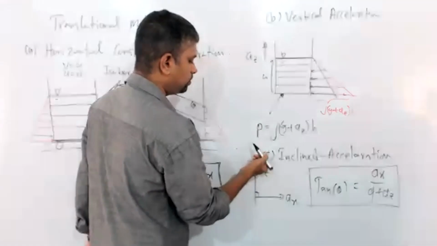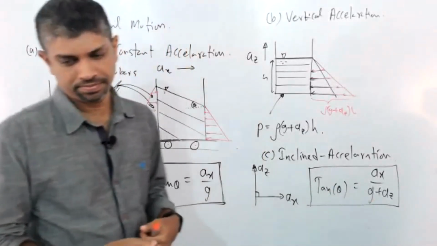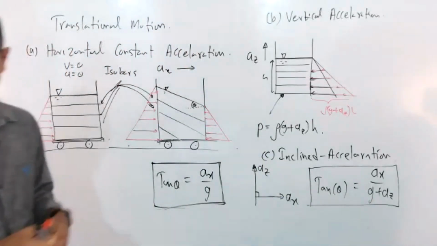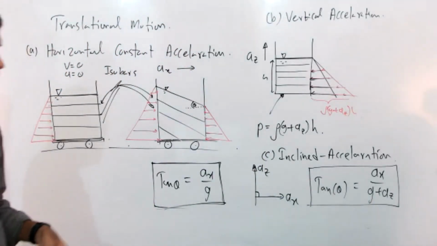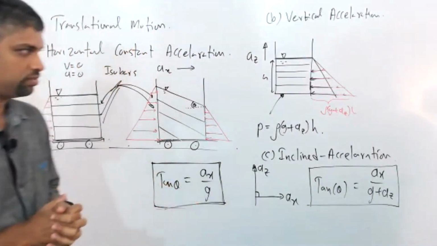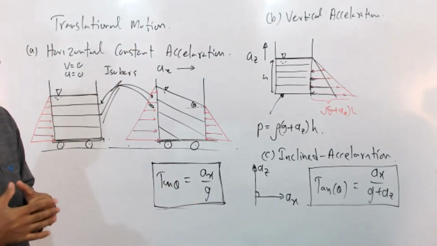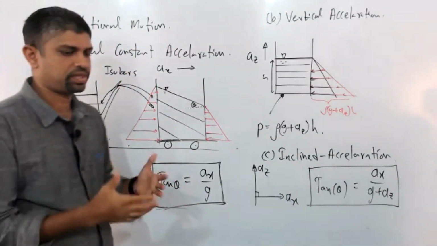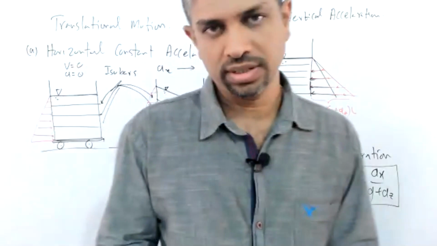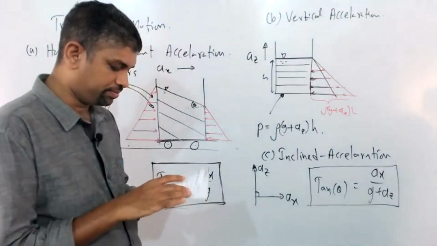If it is upward, positive. If it is downward, you have to put the negative value. So equation-wise or theoretical-wise, these are the things that you should know. But when it is a practical problem, you have to use certain strategies in order to solve the problem.